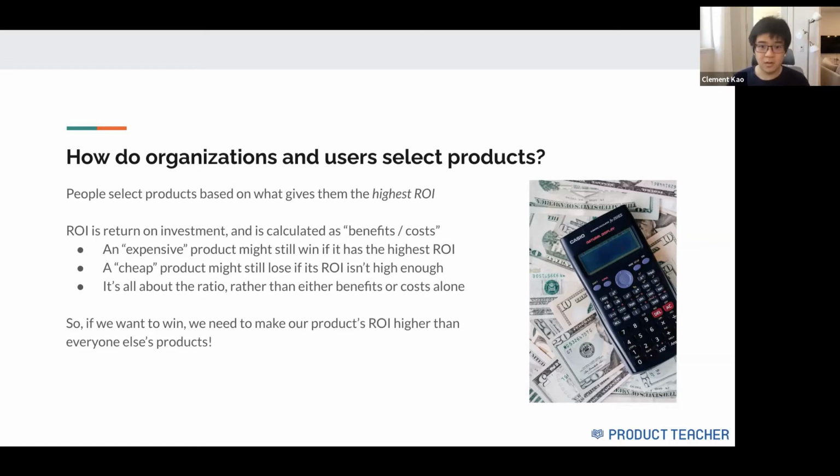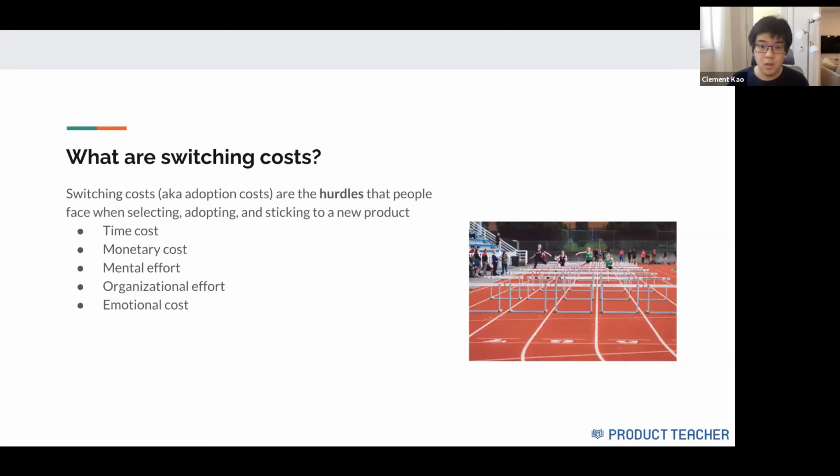Okay, well, how might we do that? I think most of us are pretty familiar with creating new features to create more benefits, but what about the cost side of that equation? How can we use that to drive more product growth, to drive more adoption? Well, one of the most impactful costs of products is its switching cost, also known as its adoption cost. These are the hurdles that people face when they're trying to pick a product, then adopt it, and then actually stick with it in the long term.